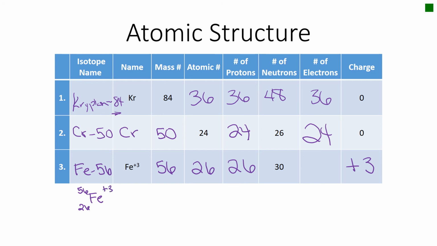All right, the number of electrons. Remember, for your number of electrons, the only thing that it changes is the charge. So if we have a +3, that means we have 3 more positives than we do negatives. So we have 26 protons and 3 more protons than electrons, so we would have 23 electrons.